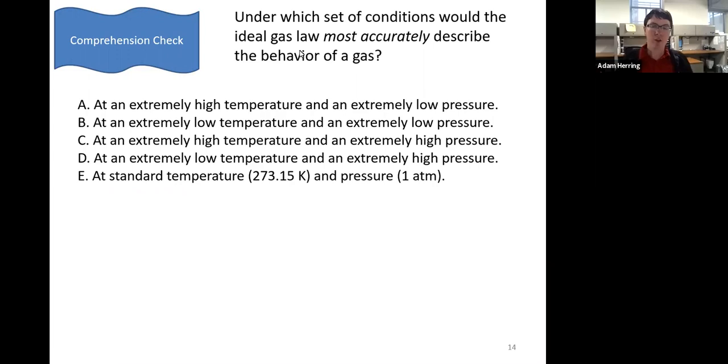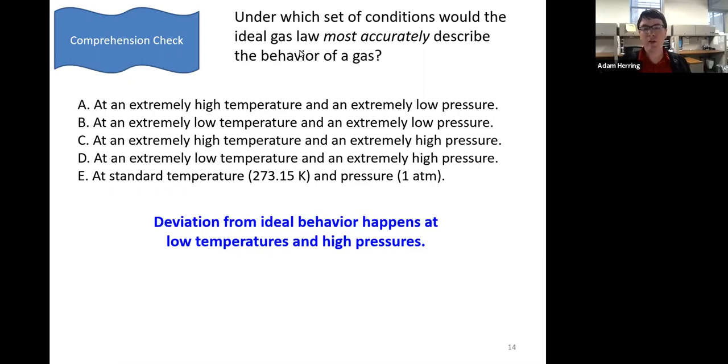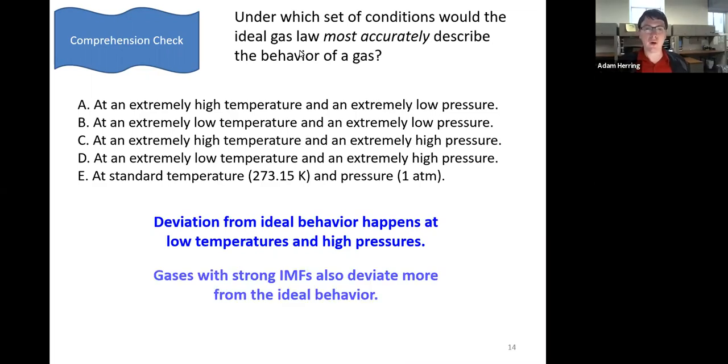Welcome back. So how do we think about this? Well, we know that deviation from ideal behavior happens at low temperatures and high pressures. The reason for that is because the molecules have lower kinetic energies and because they're being pushed together into close quarters. Gases that have strong intermolecular forces and are under those conditions are going to behave very much like a non-ideal gas. And so if we want gases to behave in an ideal manner, then we need to have very, very high temperatures and very, very low pressures. So the answer there would be A.